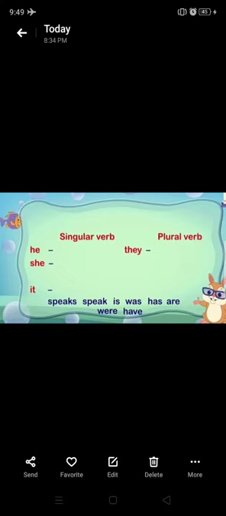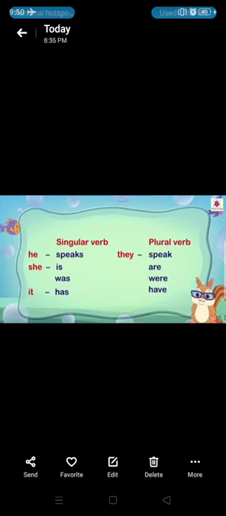So to determine which verb is singular and which verb is plural, the trick is to think, as you can see in the slide, we have subjects and verbs. Now the verbs are given below, and the subjects are written in red color. So which verbs would you use with the subject he, she, it? Here the answer is, we can use speaks. He speaks, that is a singular verb. She is, singular verb. She was, singular verb. Or it has, because all the verbs, that is speaks, is, was, has, are singular verbs. So we use them only with singular subjects.